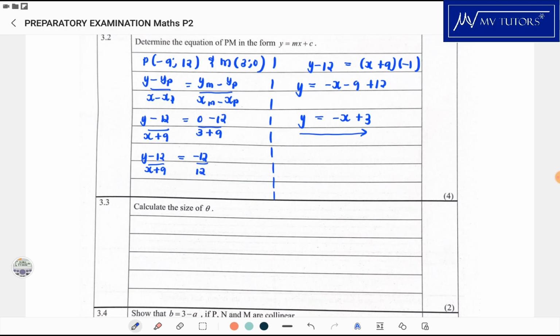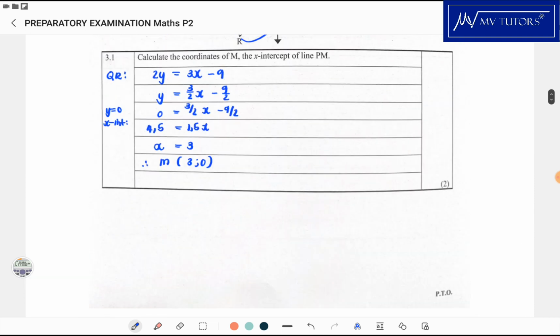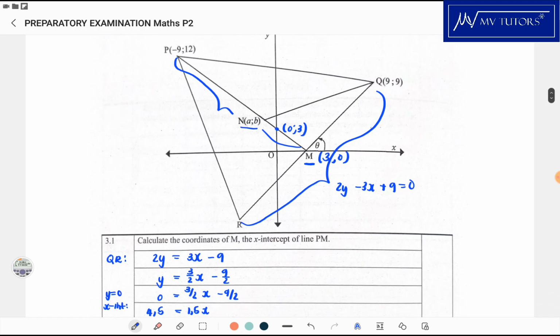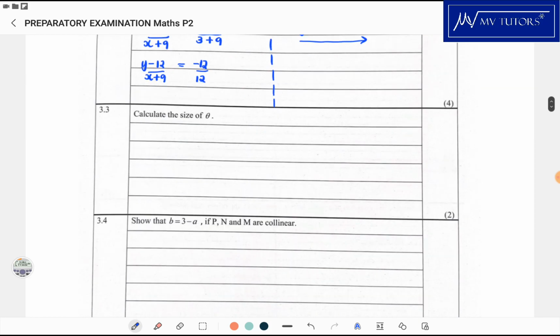All right, cool. Now it says calculate the size of theta. Remember, theta is from line QR. Do we have the gradient of QR? Yes, we do, because they gave us the equation, and we rewrote it in terms of y. The gradient is 3 over 2. So that is what we're going to use. So tan theta is equal to the gradient of QR.